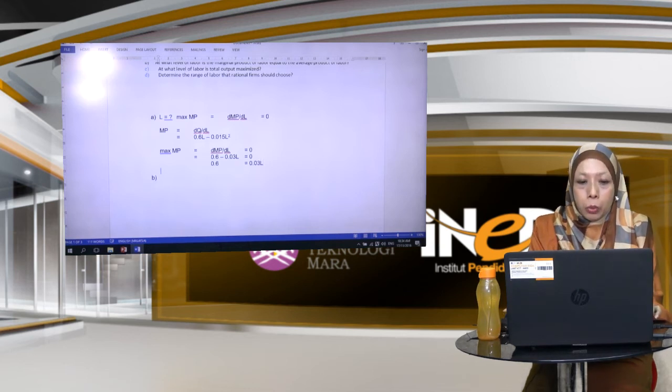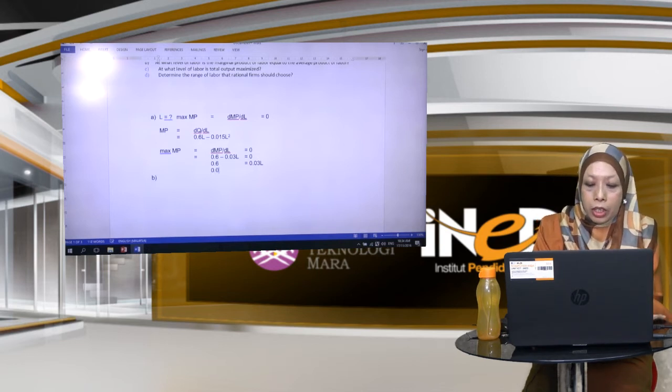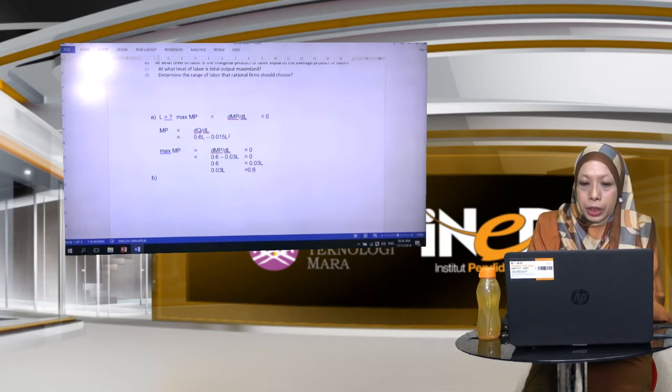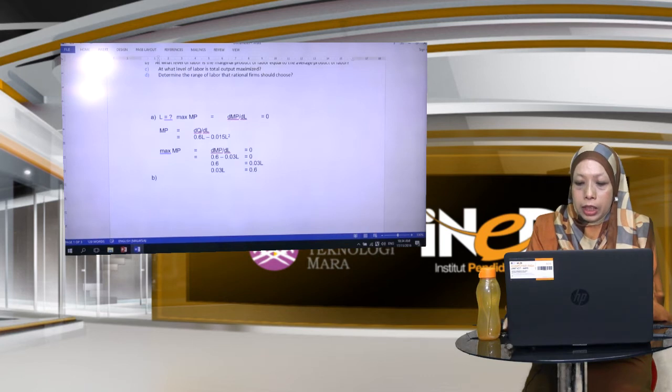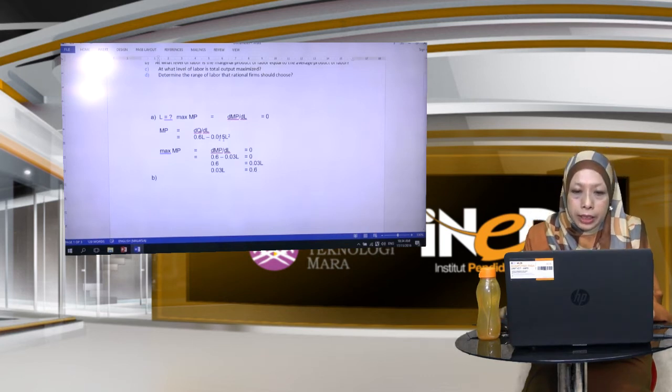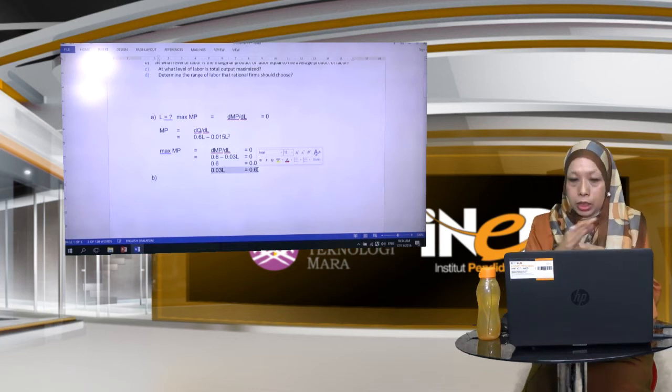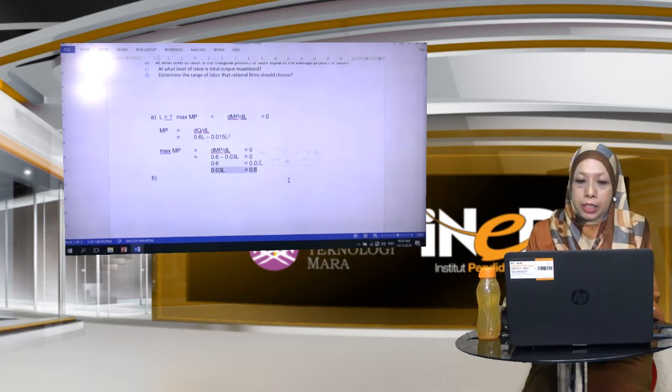Okay, since I'm more comfortable having L on the left hand side, I'm going to rearrange it. So 0.03 L equals 0.6. Basically these are the same thing as this, you just switch to the different sides.